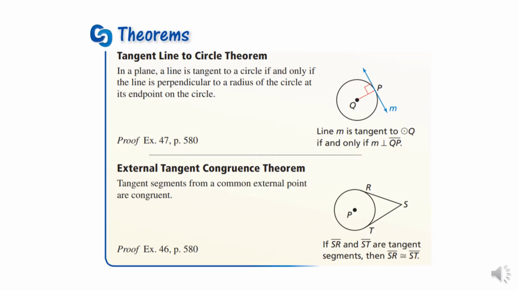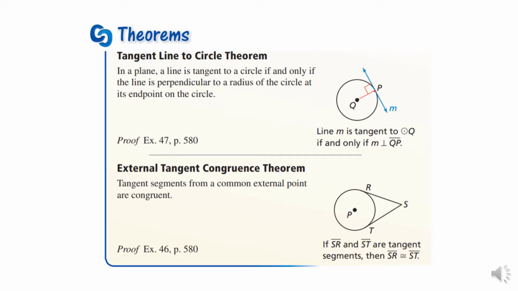Okay, so a tangent line to a circle theorem says that in a plane, a line is tangent to a circle if and only if the line is perpendicular to a radius of the circle at its endpoint on the circle. Okay, so look at that carefully. So when we have a tangent, if we draw a perpendicular radius to that point, it is a tangent. Okay? So keep that in mind.